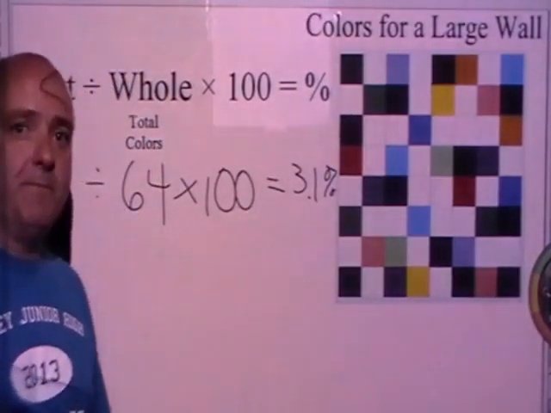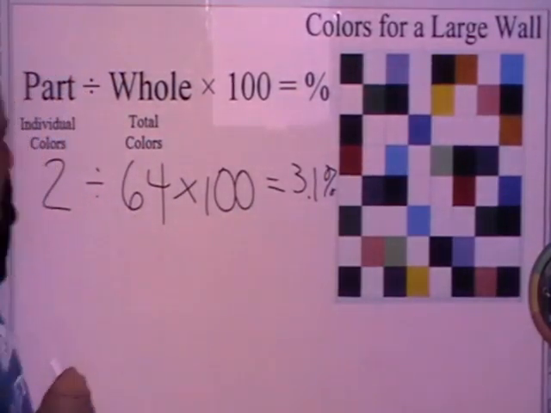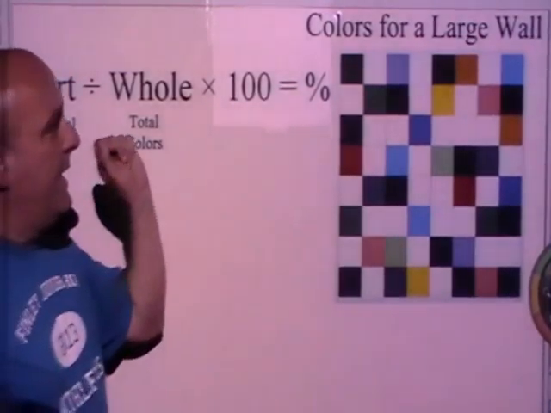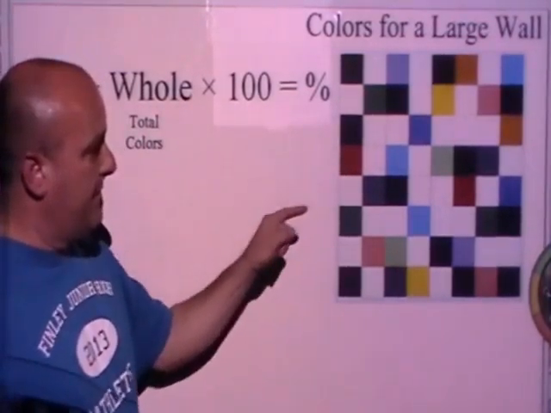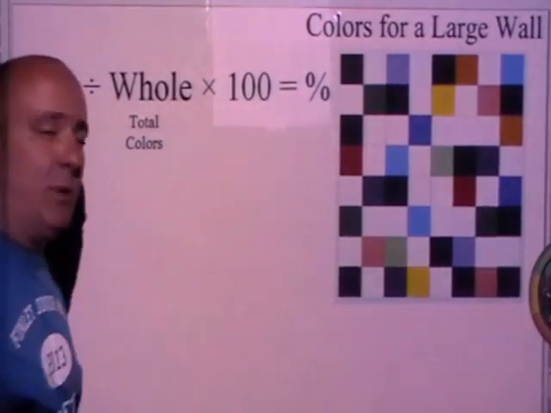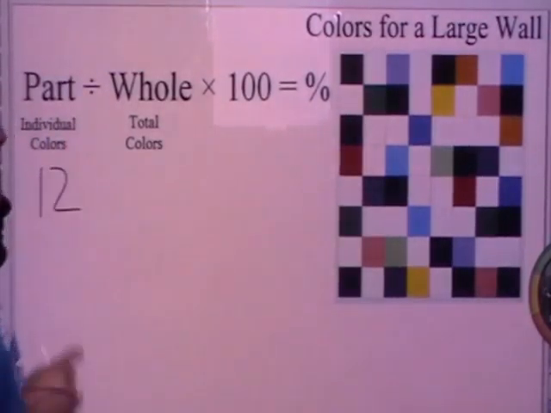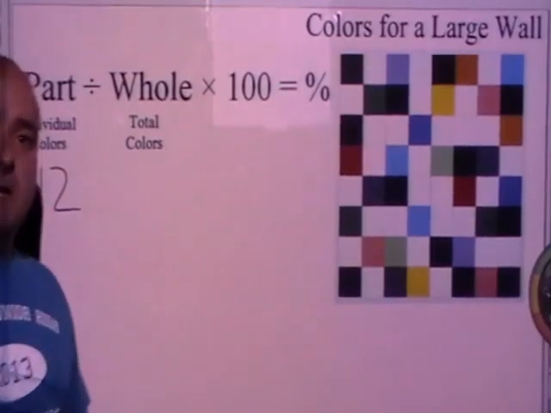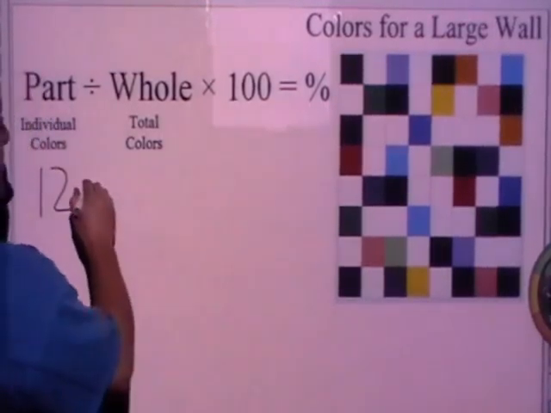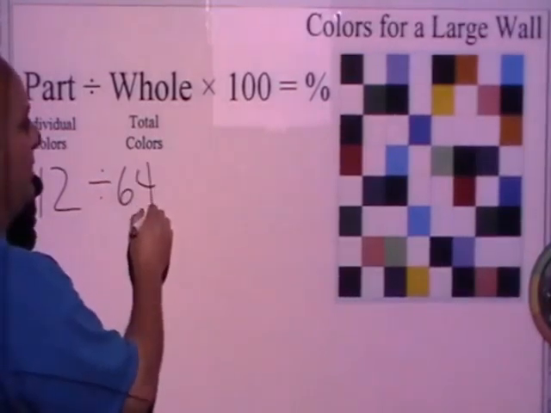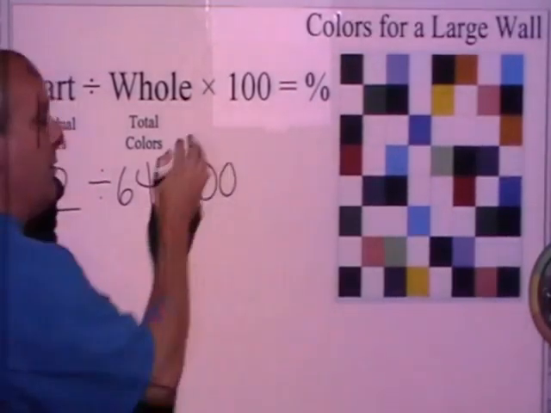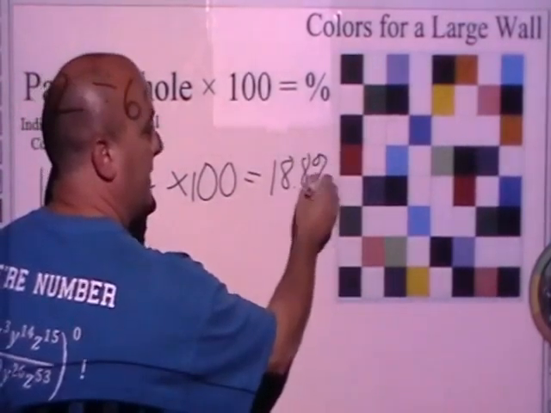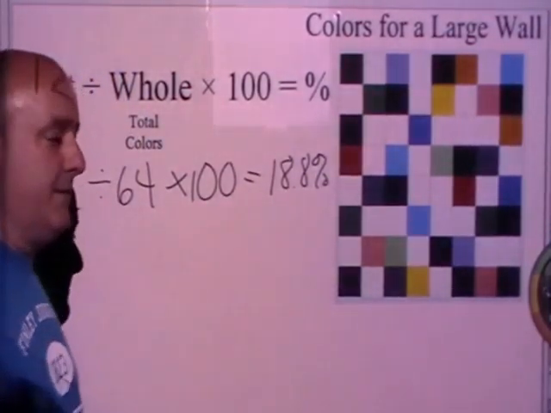Now let's take a look at another color. If we take a look at the black squares, we have 1, 2, 3, 4, 5, 6, 7, 8, 9, 10, 11, 12. There are 12 black squares. So the part that we have here are 12, the 12 black squares. Divided by the whole still stays the same. There's still 64 squares. So 12 divided by 64 times 100, that's our rule, and that equals 18.8%. Again, rounding to the nearest tenth.